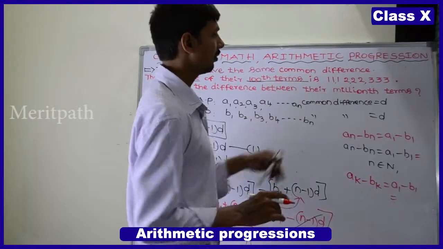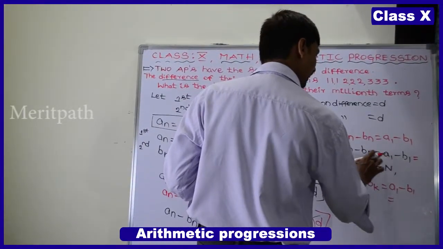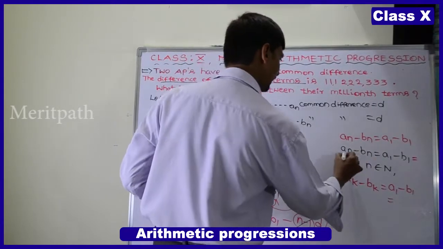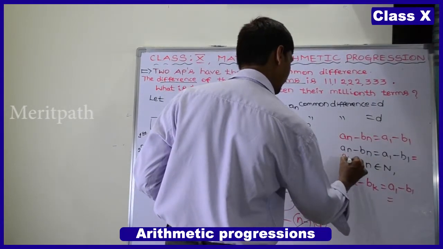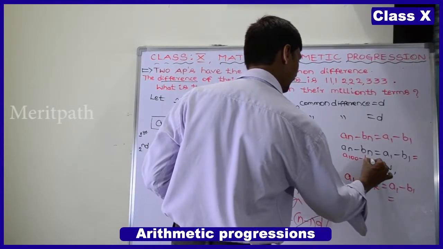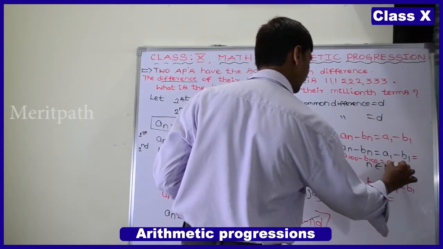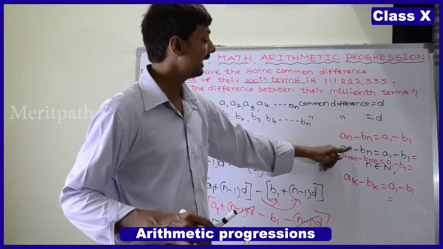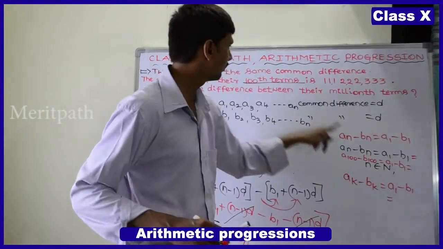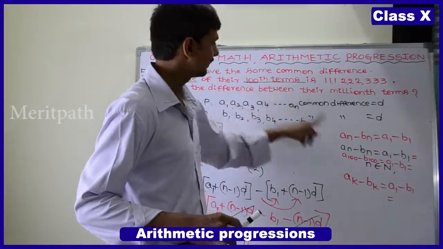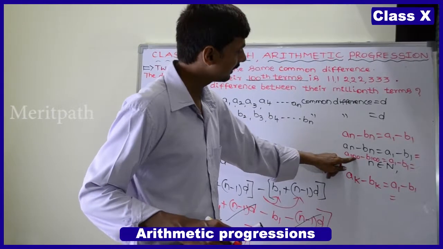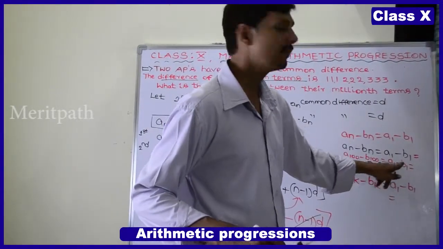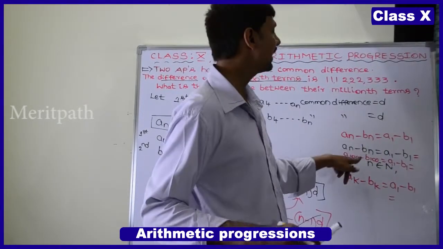In the n place we have written a100 minus b100, then we will be getting a100 minus b100, and also we will be getting a1 minus b1. Because the value of n is 100, and n is a natural number, we are taking the 100th term here, and a100 minus b100 also gives the answer a1 minus b1, because this is a constant value for any natural number.